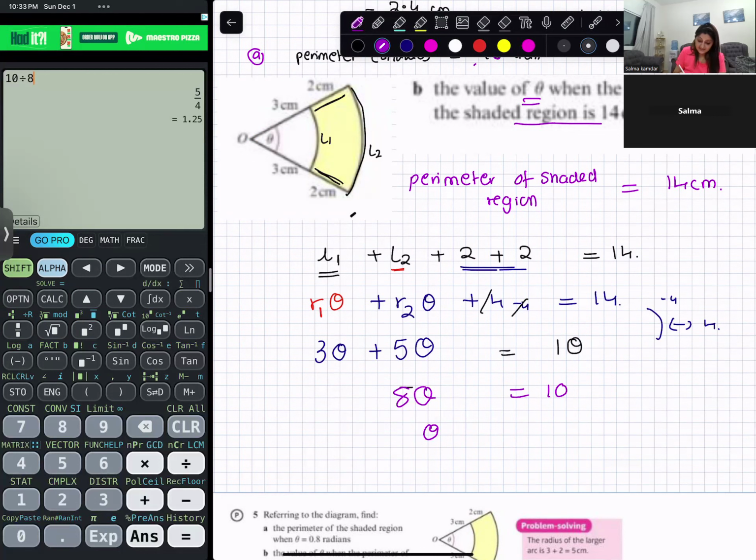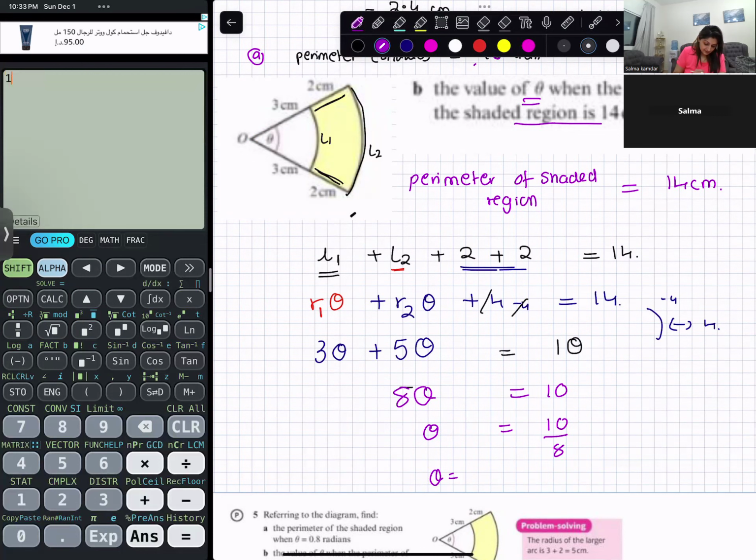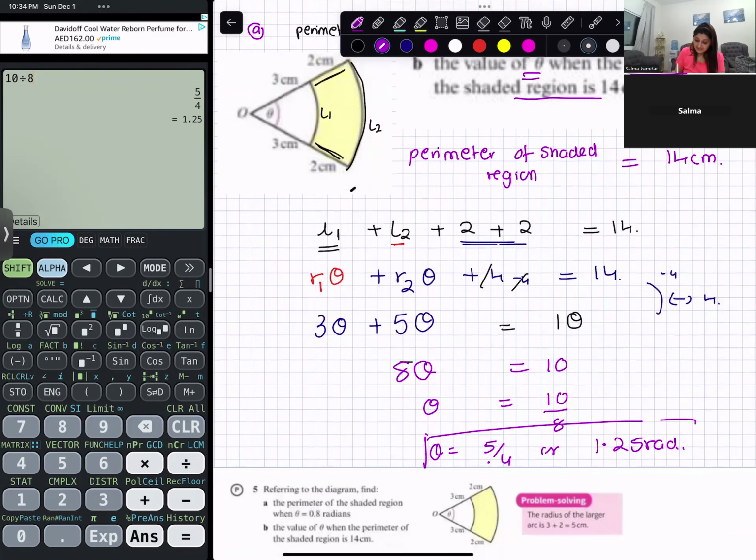So I want to find theta. So theta would be 10 divided by 8. So theta is 5 over 4, or I could say 1.25 rad. So I got the value of my theta.